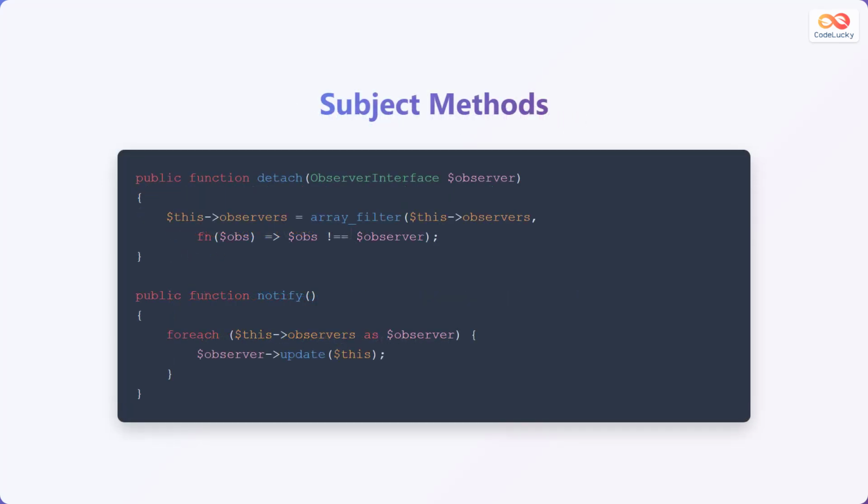Here are the other two methods of the NewsPublisher class. The detach method removes an observer from the list. It uses the array filter function to create a new array without the specified observer. The notify method iterates through the list of observers and calls the update method on each one, passing the subject itself as an argument. This allows the observers to access the subject's state and react accordingly.